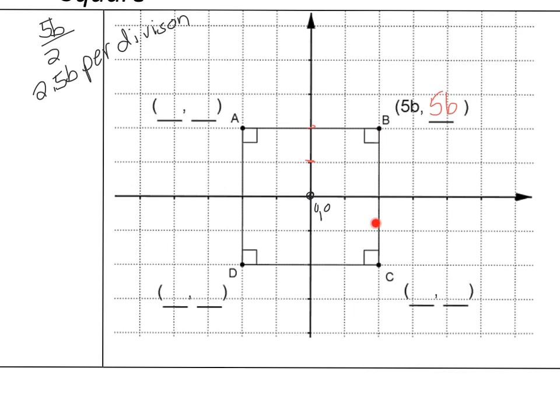So if I travel from vertex B straight down, nothing's changed in the x. So we would also say that that would be still located at 5B. But from the y perspective, we're now in quadrant 4, so y is going to be negative 5B.